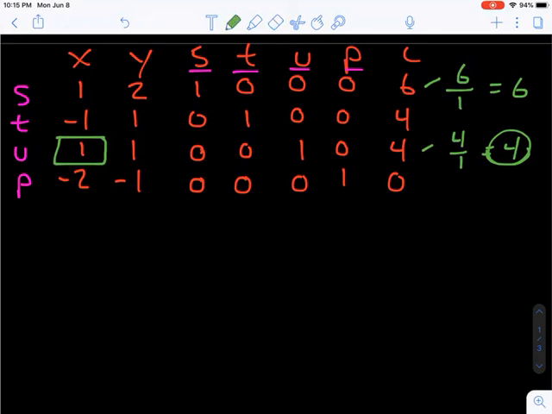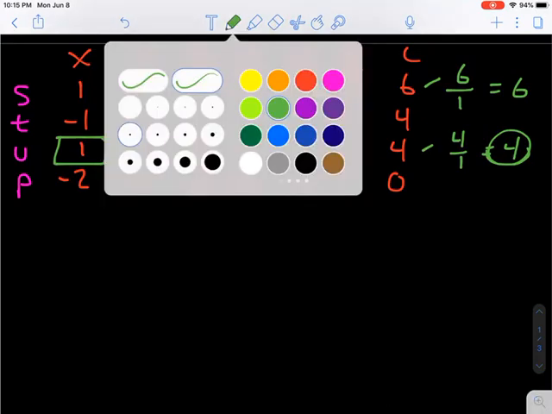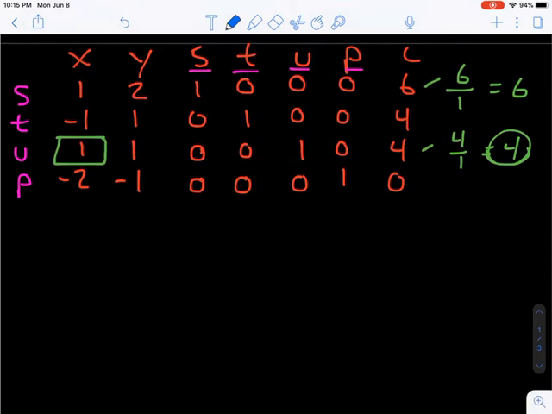To clear, let's go to blue. To clear the X column, let's create it. Well, I'll create a new table before I do anything. X, Y, S, T, U, P, and C.